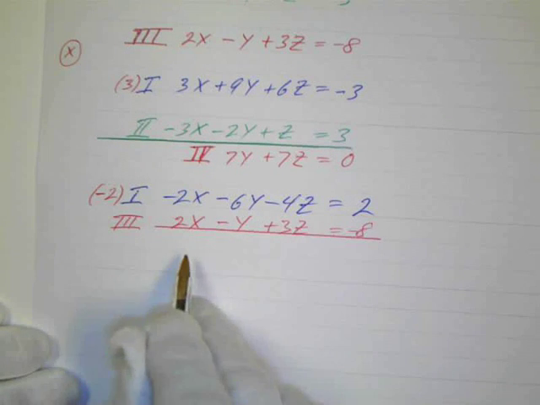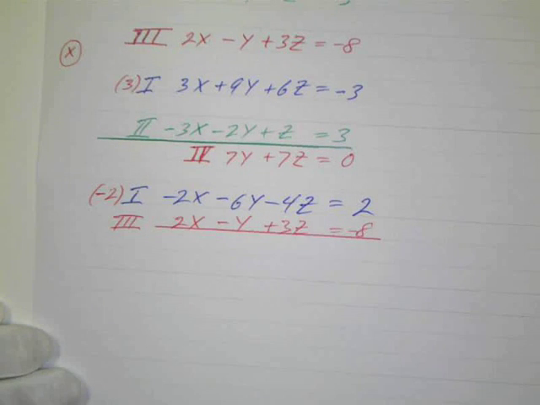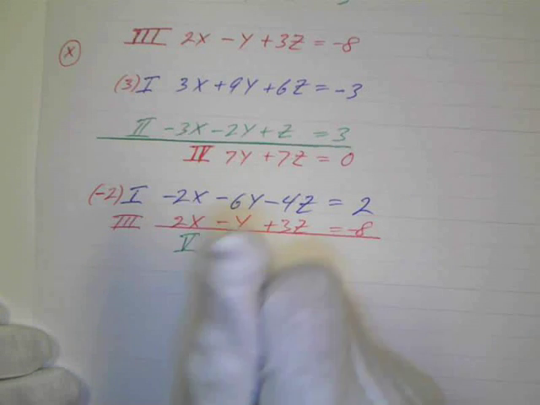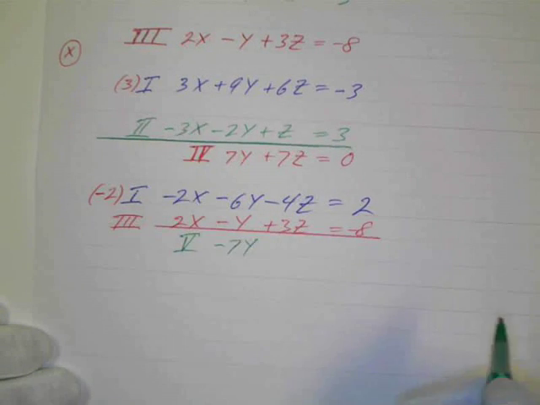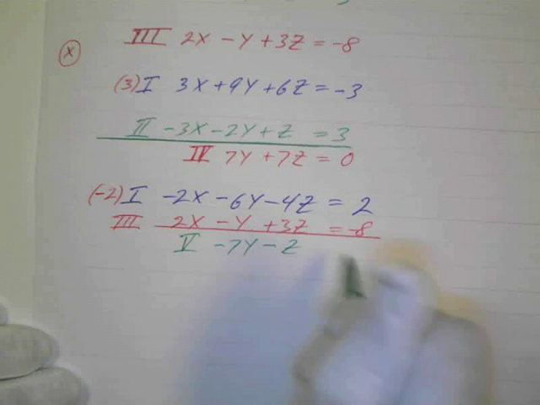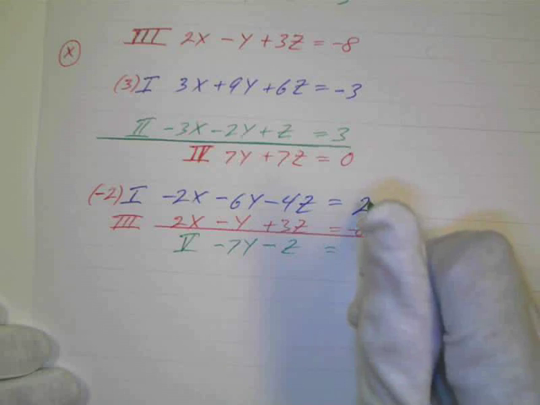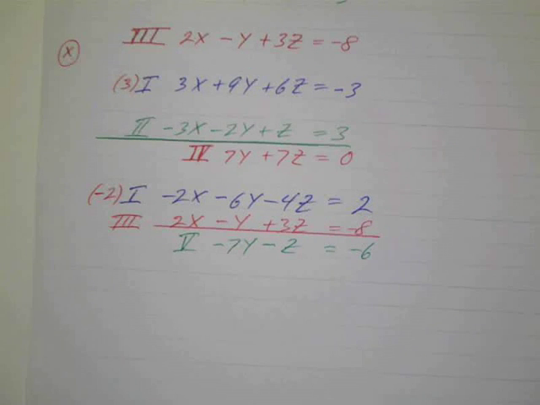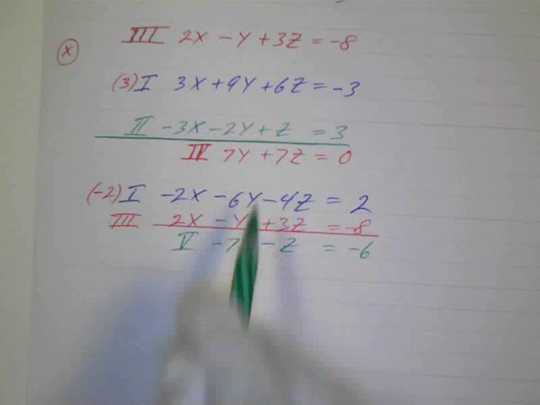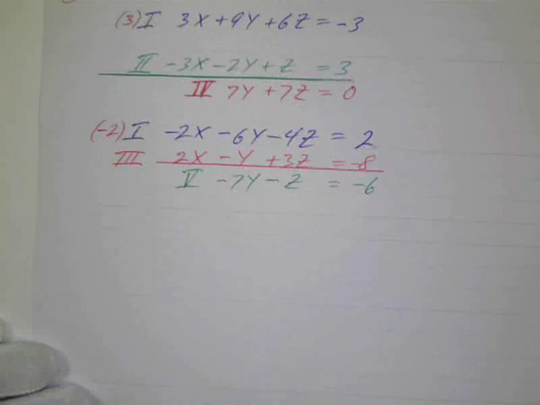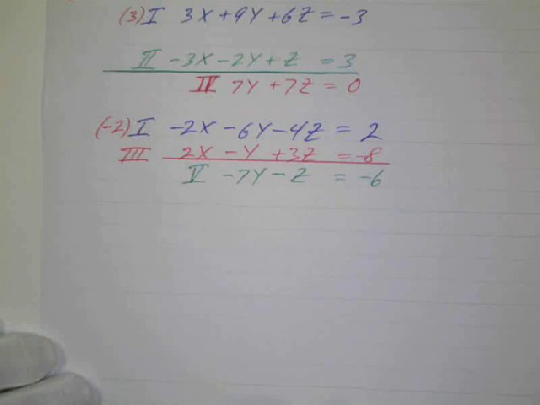And again, the x's become 0, so I have now, and I'll call this equation 5, this is a new equation, negative 7y, and then negative 4 plus 3 is negative z, equals negative 6. All right? So these are my two new equations. And now notice I've only got two unknowns, so I can do as we did before and solve these two equations. I'll rewrite these. That'll be equation number 4.